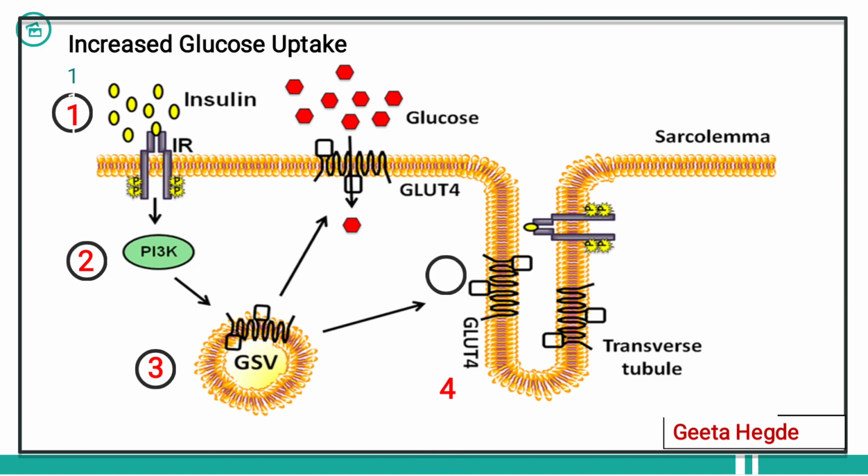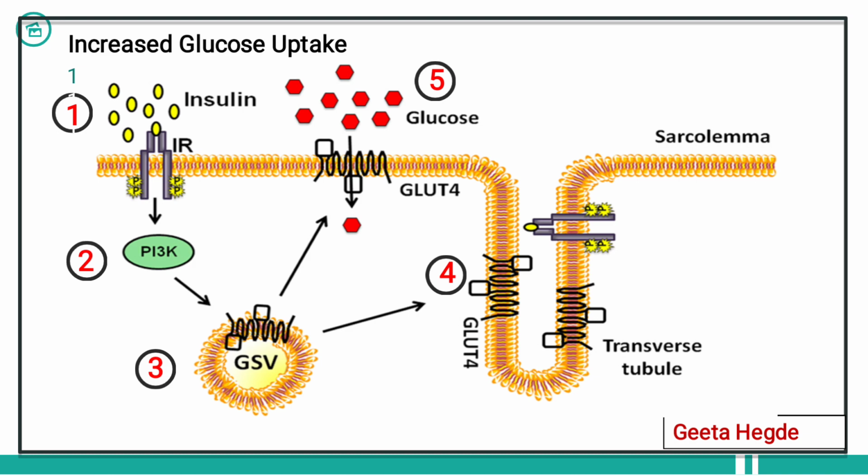The fourth step is translocation of GLUT4 receptors. Translocation of GLUT4 receptors, which is glucose transporter type 4 vesicles, to the cell membrane. GLUT4 is the primary glucose transporter in muscle and adipose tissue. Once at the membrane, GLUT4 facilitates the uptake of glucose into the cell by allowing glucose to pass through the cell membrane down its concentration gradient.